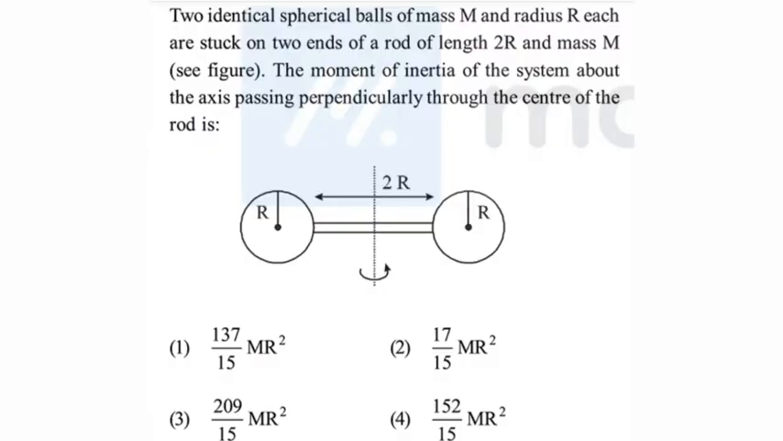The next question. Two identical spherical balls of mass m and radius r each are stuck on two ends of a rod of length 2r and mass m. The moment of inertia of the system about the axis passing perpendicularly through the center of the rod is. Options are: first one 137 by 15 mr square, second one 17 by 15 mr square, third one 209 by 15 mr square, fourth one 152 by 15 mr square.